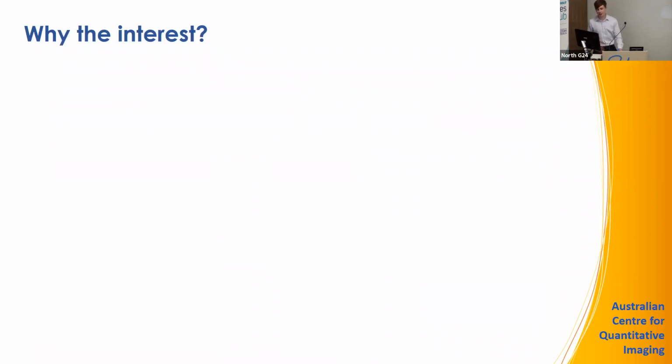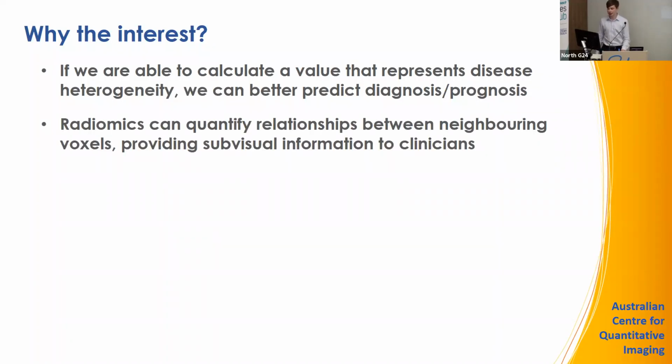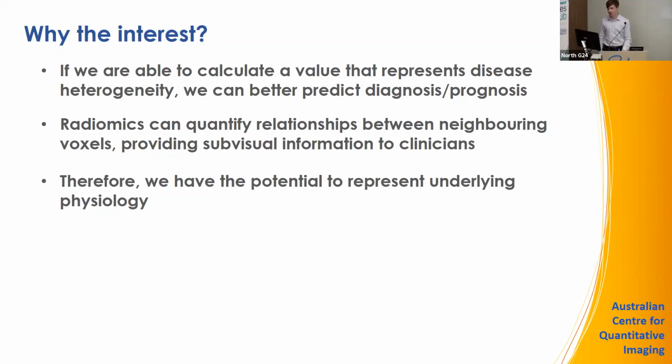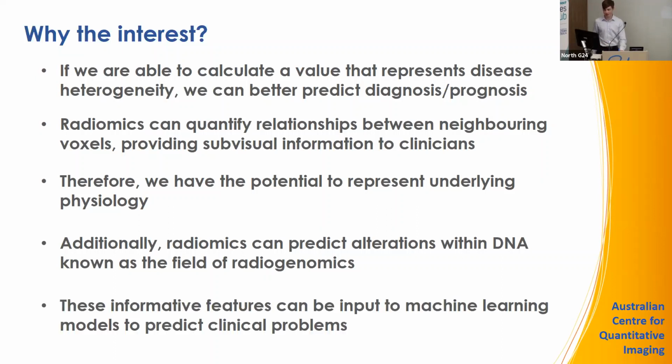So why has there suddenly been a lot of interest in the field of radiomics in the past decade? If we are able to calculate a value that represents disease heterogeneity, we can better predict diagnosis and prognosis. Radiomics can quantify relationships between neighboring voxels, providing subvisual information to clinicians, which is a really key point. And therefore, we have the potential to represent underlying physiology and build a foundation of causality. Additionally, radiomics can predict alterations within DNA, known as the field of radiogenomics, so there's also that crossover there. And these informative features can be input to machine learning models to predict clinical problems.